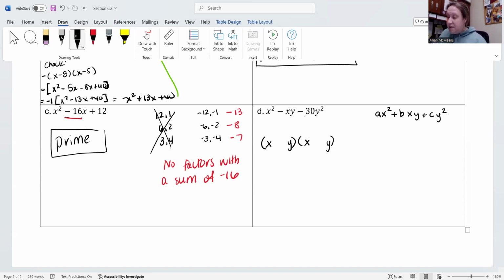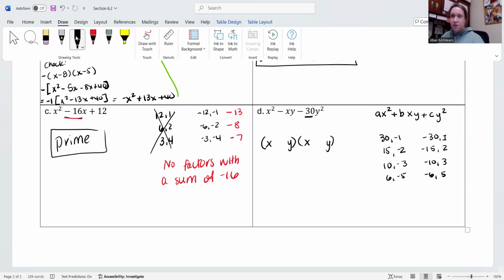Now, because the coefficient of y squared is negative, our factors have to have different signs, one positive, one negative, okay? So we're looking at 30 and -1, or -30 and +1. We could look at 15 and -2, or -15 and +2. We could look at 10 and -3, -10 and +3. We could also look at, let's see, 5 and 6. So we could look at 6 and -5, or -6 and +5.